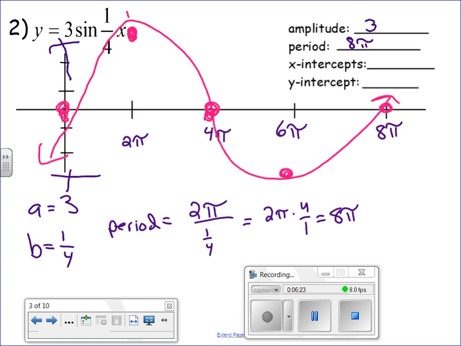So we'll just do 0, 4 pi, and 8 pi. And while I'm talking to Marcella, why don't you give me the y-intercept too? Yep. It's just this one little dot right here. That's the only place it touches the y-axis. So good enough on number 2?